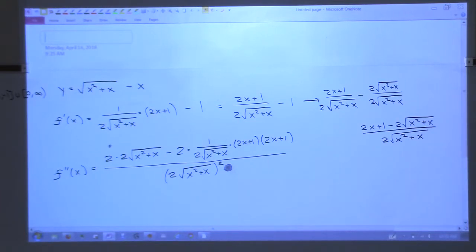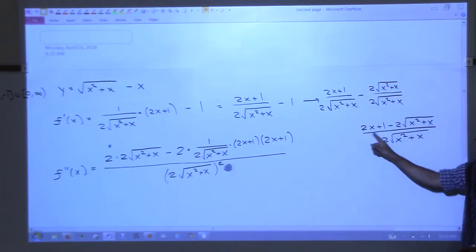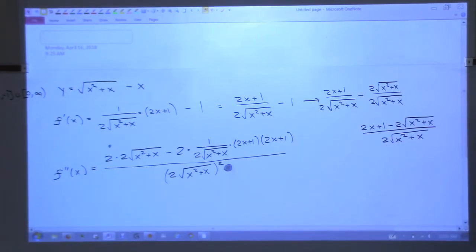Can't cancel anything because there's multiple terms in the top. I almost wanted to cancel a 2, but that doesn't have a 2. So that's it. That's your first derivative with a common denominator. If I set that to 0, what do I have to do? Just set the numerator to 0. What type of equation is that?